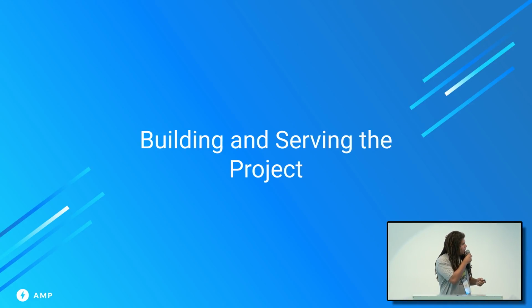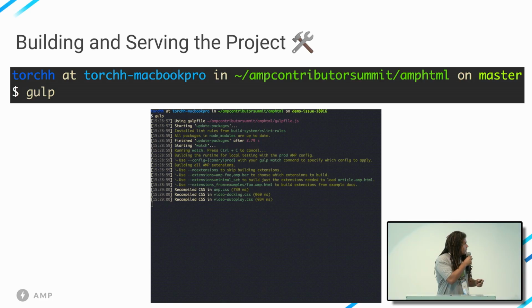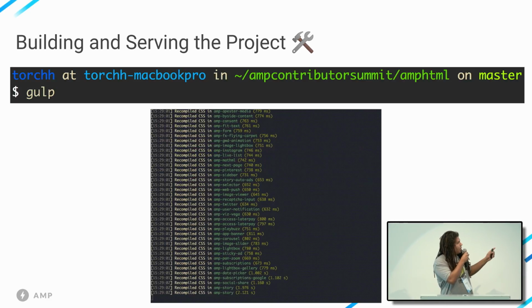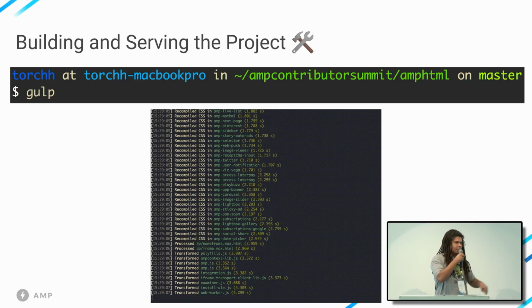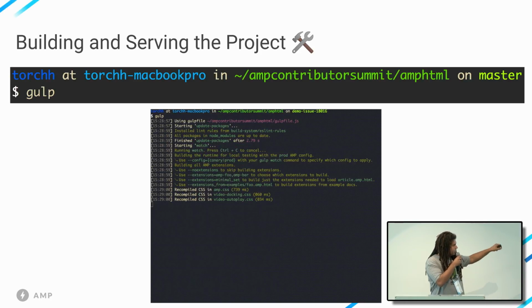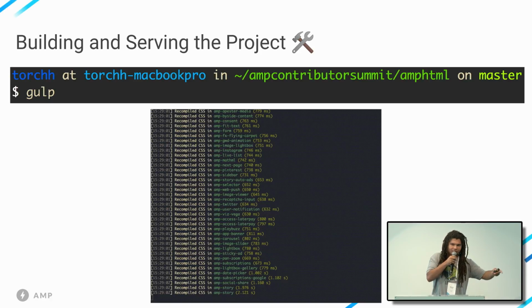And next, we're going to go to building and serving the project. So now that we have the project actually cloned, you can run the command gulp, and what that's going to do is build all the extensions, all the project, and get all that set up for you. And it's going to show a bunch of text. At first, there's a slight delay, so don't get scared. It's like, oh, it's just sitting here not doing anything.